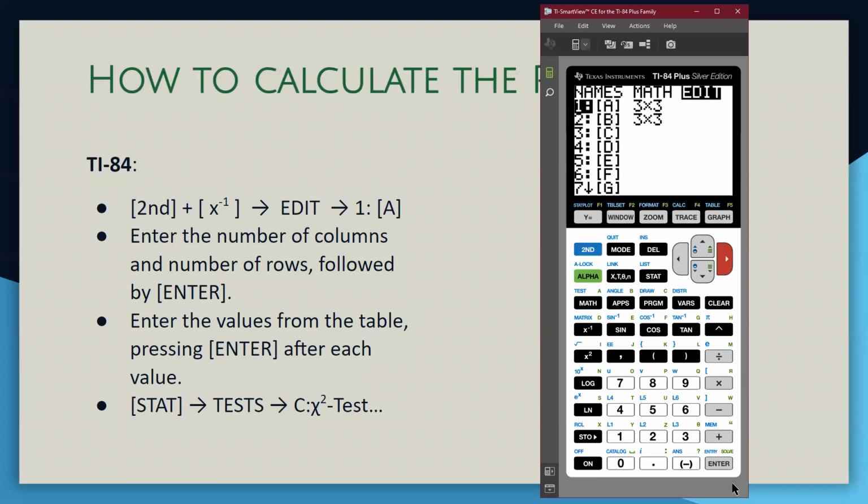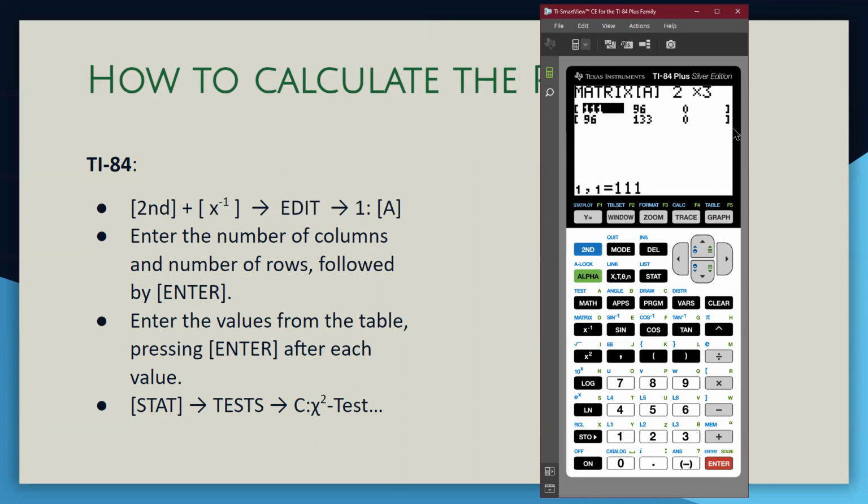So you go over to edit and you hit enter, because generally we want to edit that first matrix because that's the default our calculator is going to assume we're editing. And then you enter the number of columns and rows in your table. So for example, we had 3 columns, enter, and then 2 rows. Oops, that's backwards. You'll notice that gives us 3 rows, 2 columns. So we want to do it backwards. It wants rows first and then columns. So 2 rows, 3 columns.